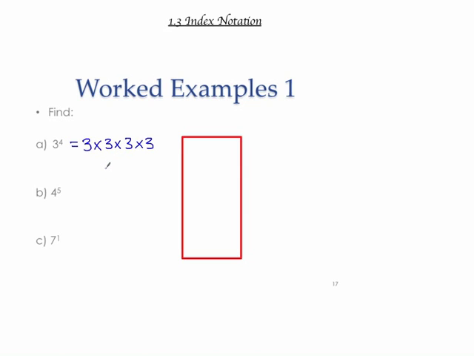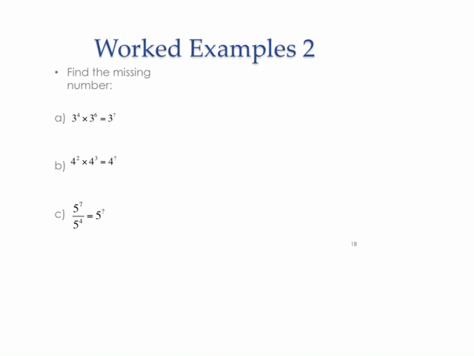Okay, just to refresh your memories, can you just very quickly answer these 3 questions? So the answers are 81, 1024, and 7 to the power of 1 is just 7. Okay, we're going to find the missing number in each of these questions.